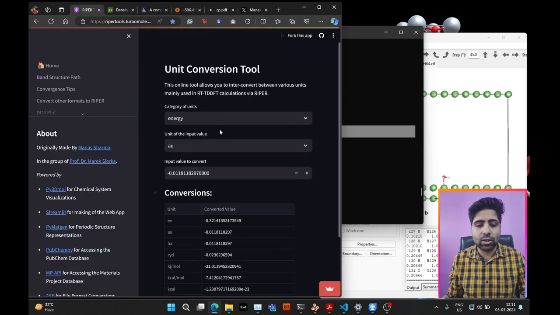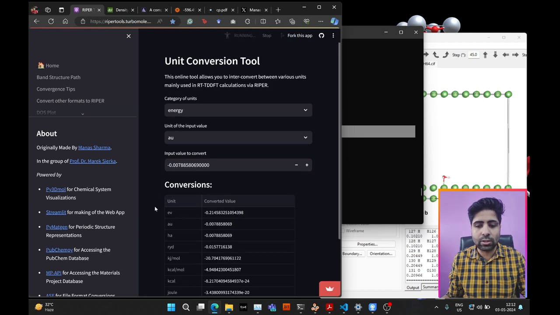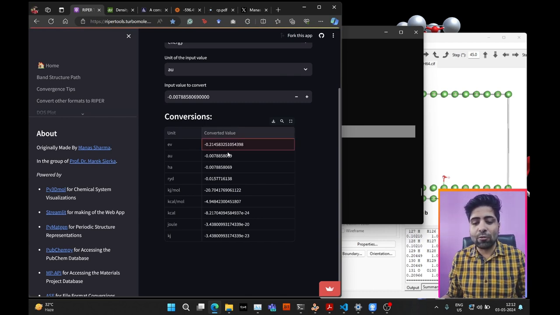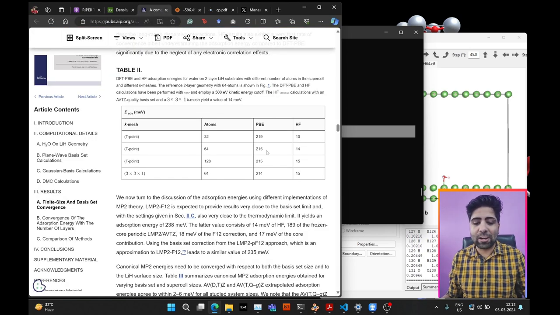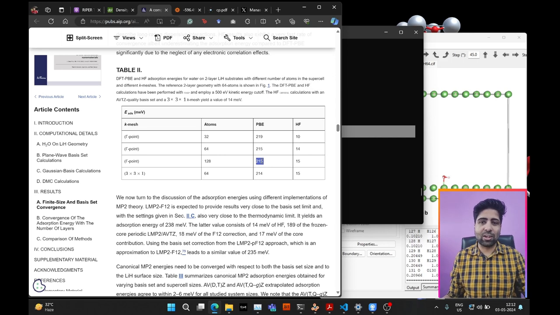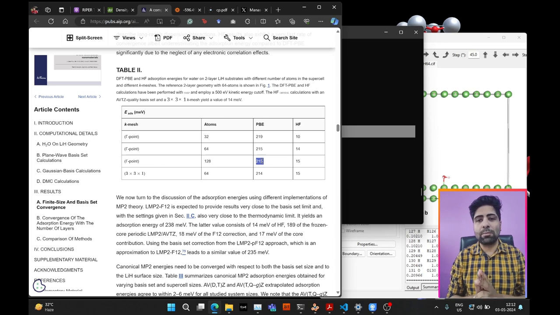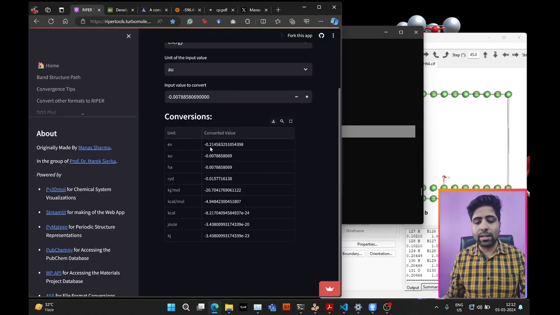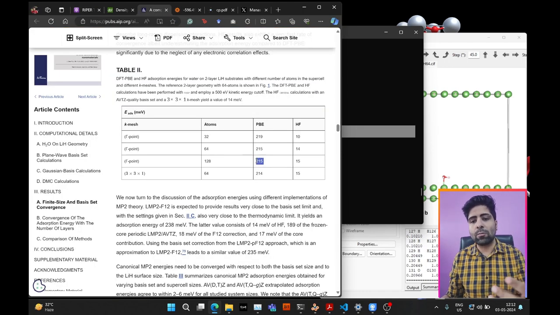Now let's come back to this web app and convert it into electron volts, and you see that we get a value of 214, or if you round it off then 215 milli electron volts, which is basically the same as the value reported in this literature. So as I mentioned, we will be able to reproduce this reference value if we incorporate the BSSE correction, and you can see that we are able to reproduce it exactly. Never mind the sign differences. In our convention, a negative sign is equivalent to their positive sign.